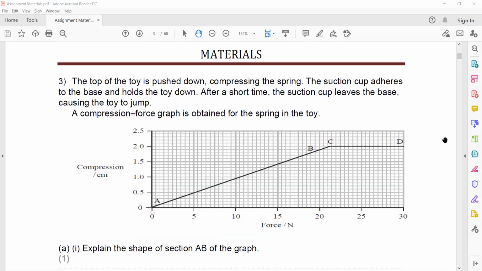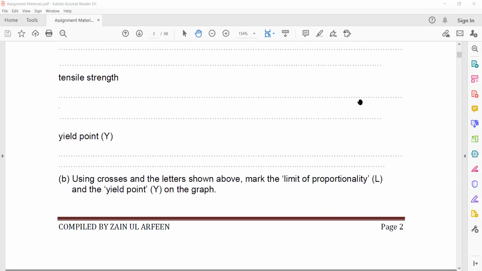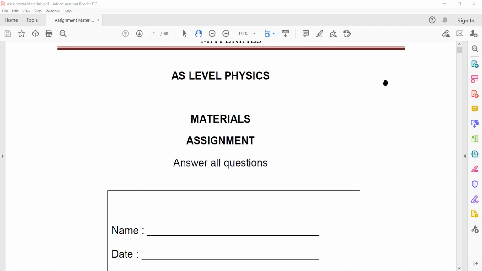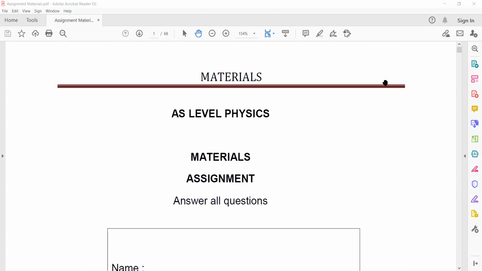So these are the questions we will discuss. Remaining questions next class, related to our topic materials. Any doubts related to the class today? So we completed the syllabus for unit 1. Next week we'll start unit 2 of AS physics. Any doubt related to the class?